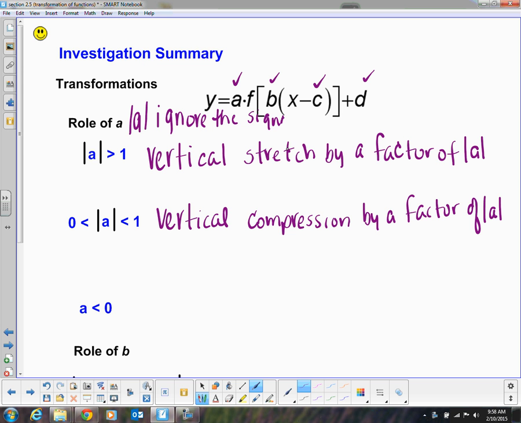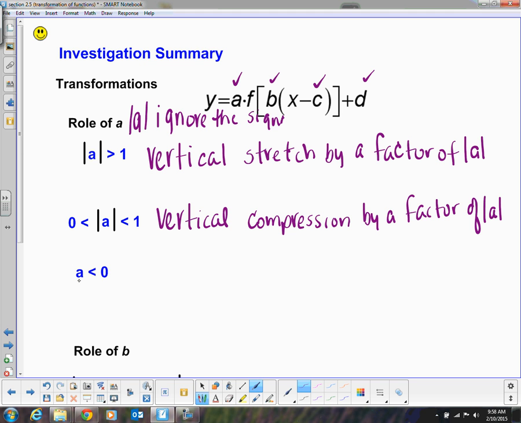Stretches mean it moves away from the x-axis. Compression means it moves closer to the x-axis. And that's by a factor of the absolute value of A. So when you say ignore the sign, or ignoring the absolute value? No, ignoring the sign means if it was -2, we're looking at 2 only.